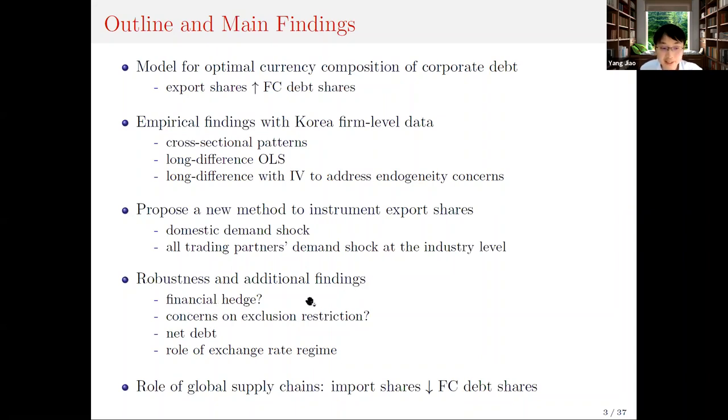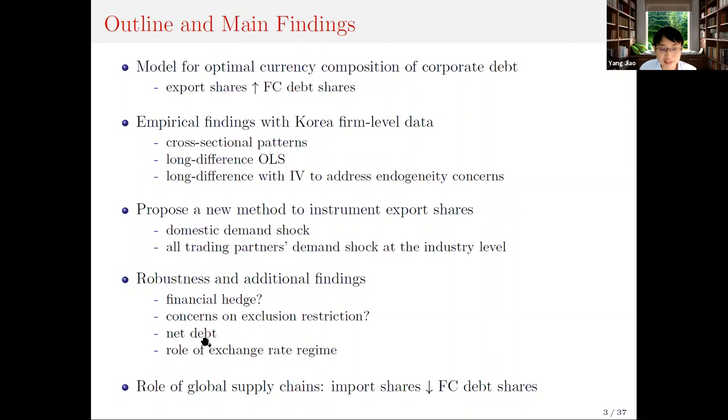So firstly, we take into account financial hedge. In our data set, we also observe the financial derivatives related to currencies for the firm. So we exclude the small sample of firms that actually have this financial hedge instrument. And we find that our results are robust. And if anything, the results are slightly stronger. And also for our IV, there may be some concerns on the exclusion restrictions. So we will talk in detail, and we try to address some concerns here.